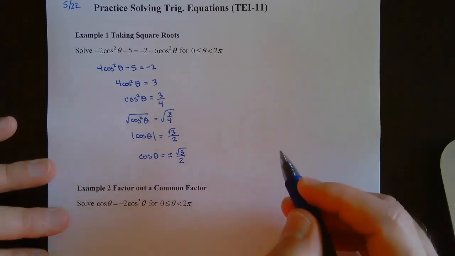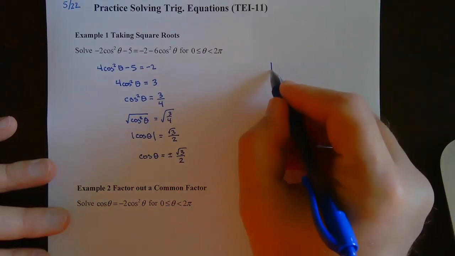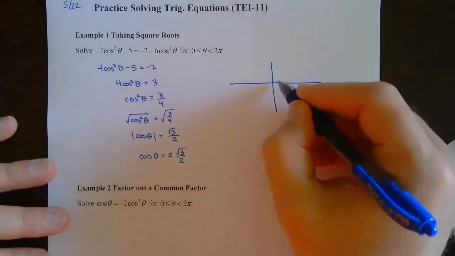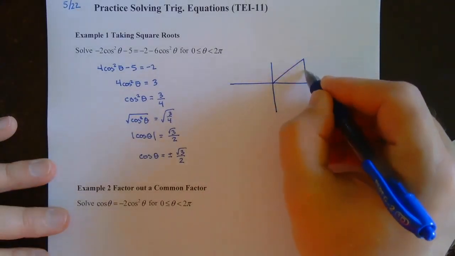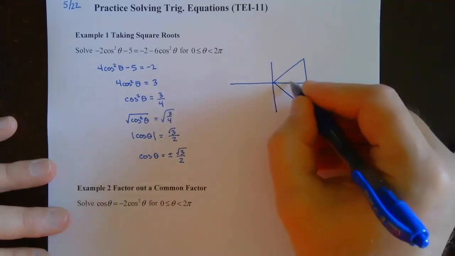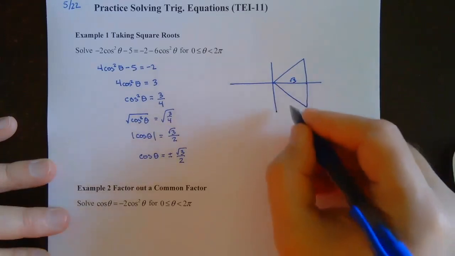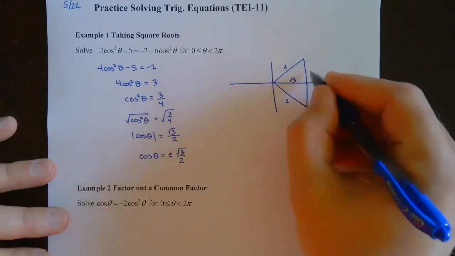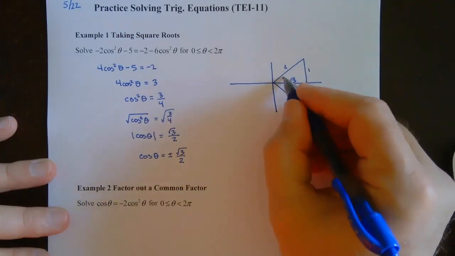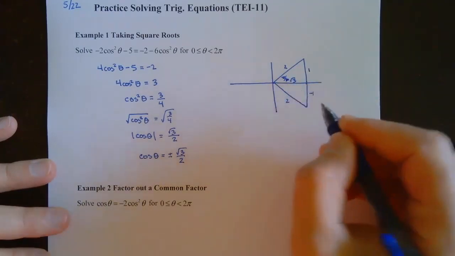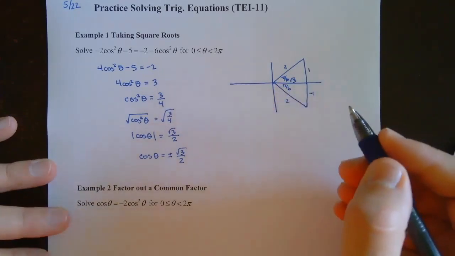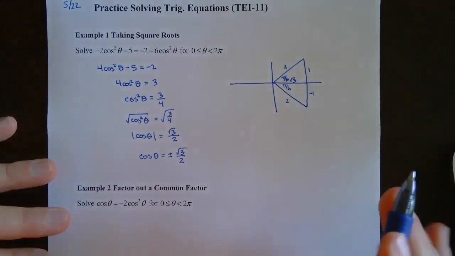Okay, so now we got to figure out, where's cosine positive, right? So cosine's positive in the first quadrant, right? And the fourth quadrant, right? So this would be square root of 3, and this would be 2, and this would be 2. This would happen to be 1, and this one would be -1. And then this angle would be pi over 6, because pi over 6 is always opposite 1. And this would also be pi over 6. And that's where cosine is positive, right?